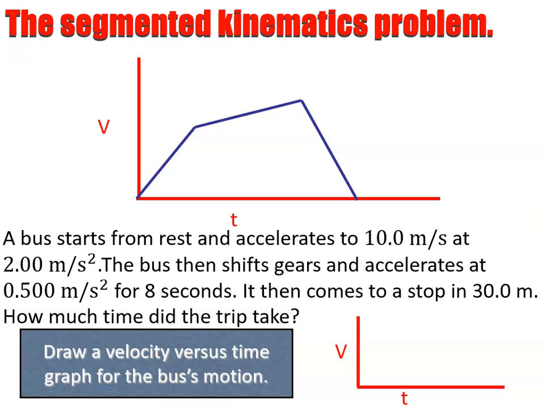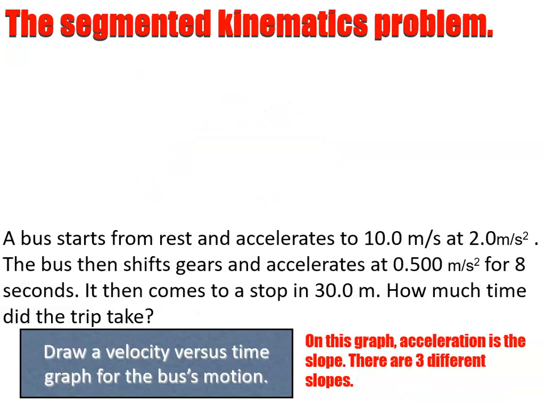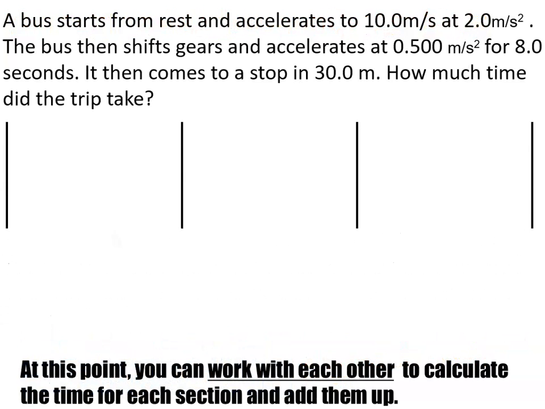So now that we have an idea of what's going on here, let's think about how we're going to tackle this problem. Notice that at the end of each segment, there's a new velocity, which means that the velocity at the end of each segment is going to be the initial velocity for the beginning of the next segment. That's very important to keep in mind. So since there are 3 different slopes, that is 3 different accelerations, we're going to have 3 different columns. We can call them column 1, column 2, column 3.